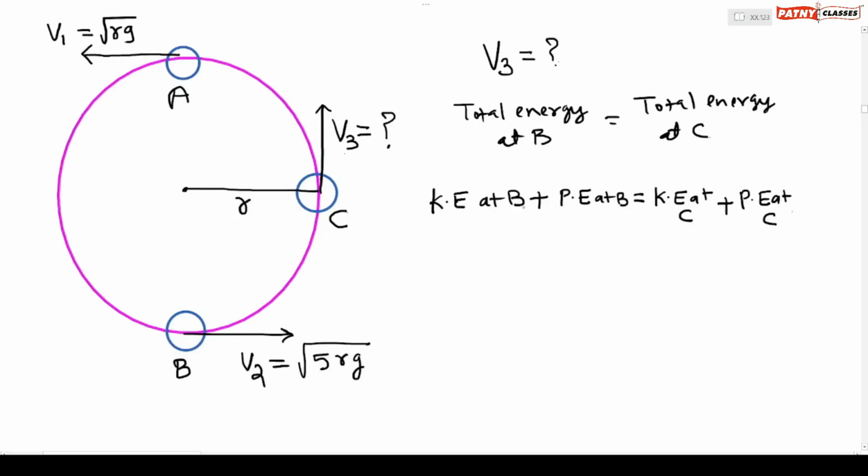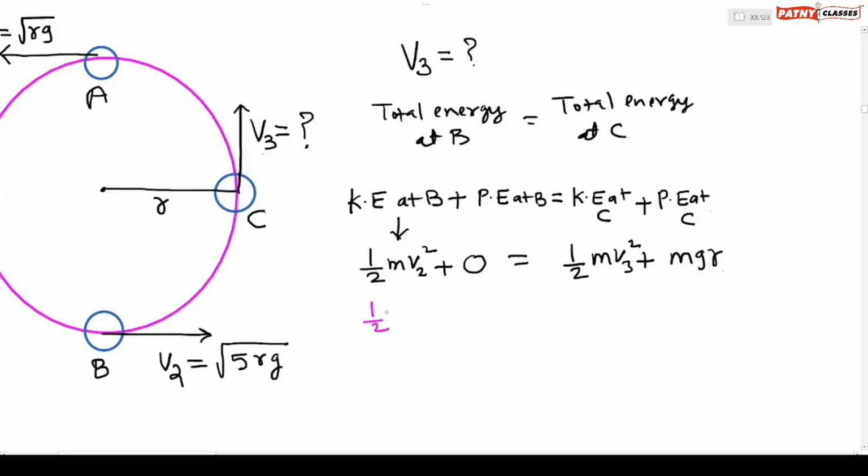That is, kinetic energy at B plus potential energy at B equals kinetic energy at point C plus potential energy at point C. So kinetic energy at point B is nothing but half mv2 square, and potential energy at B equals 0, because the total energy at point B is totally kinetic energy and potential energy is 0. So half mv2 square plus 0, and kinetic energy at point C equals half mv3 square, plus potential energy at point C equals mgr.